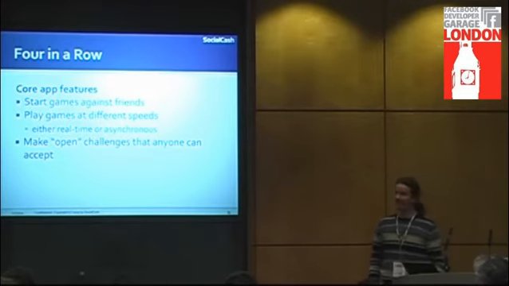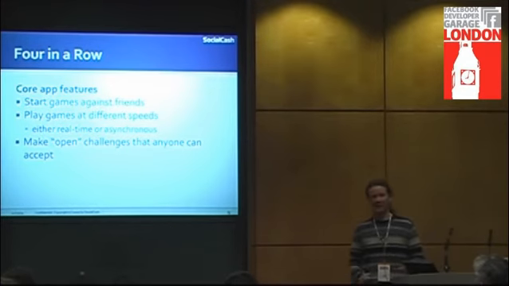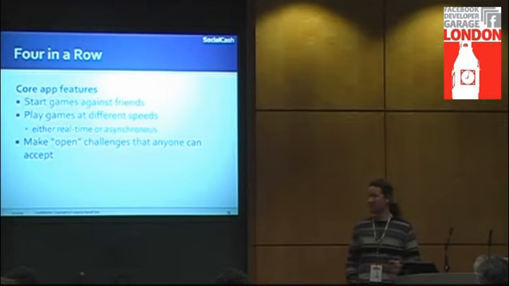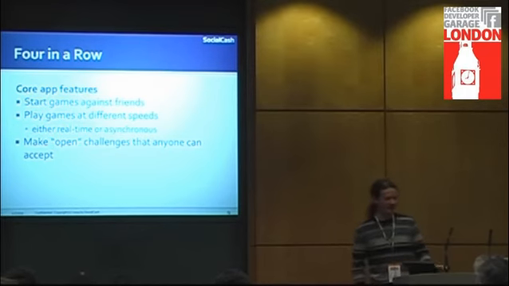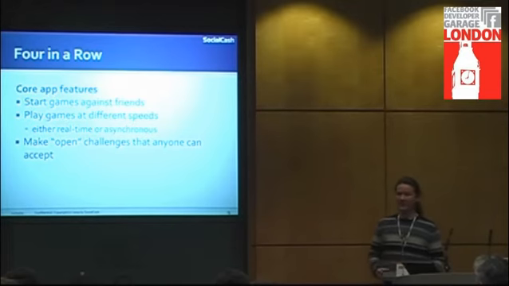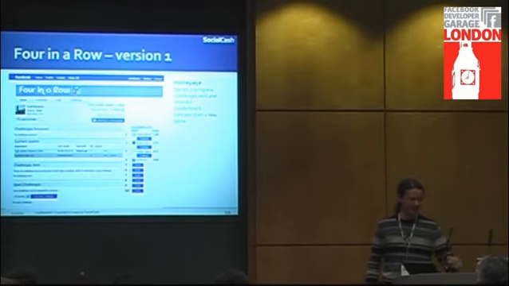So the core app features I decided on were that you should be able to play Connect 4 against your friends. You should be able to play at different speeds, so you could either both be online and play real time very quickly in 5 or 10 minutes, or you could play turn-based over the course of a week or whatever, like the chess apps, or you could play anybody on Facebook. One of the Facebook game rules is to let people play against strangers.